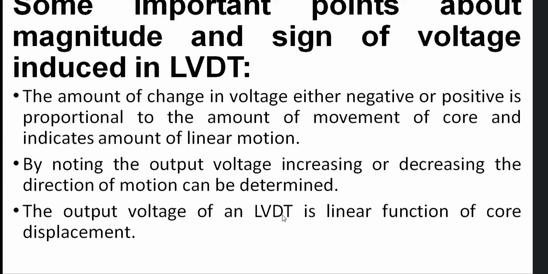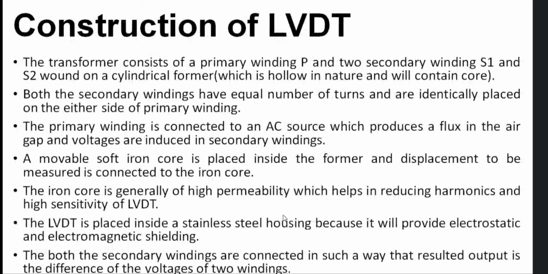So let us discuss the construction of the LVDT first. The transformer consists of a primary winding. I have already shown the diagram. There will be the primary as well as the secondary. The secondary will be split into two coils. One will be placed at the top of the core, another at the bottom of the core. So the transformer consists of a primary winding, denoted by P, and two secondary windings, S1 and S2, wound on a cylindrical former.